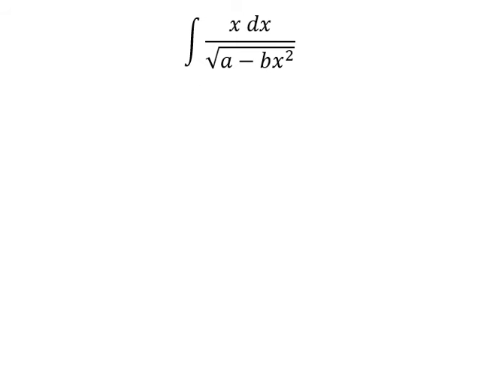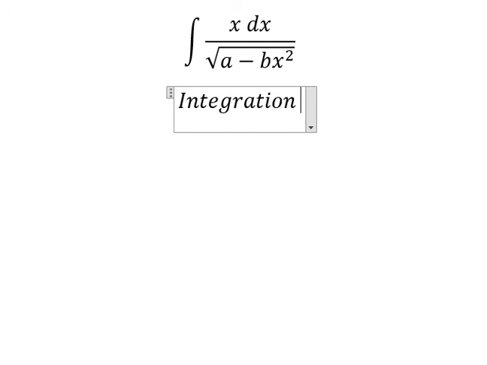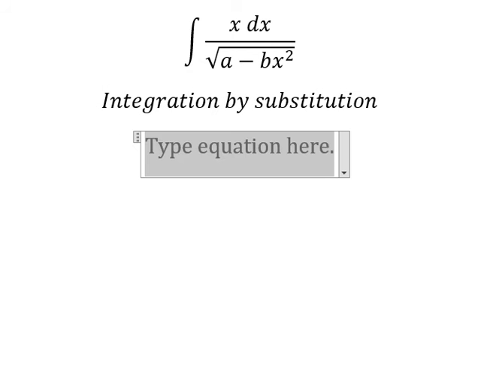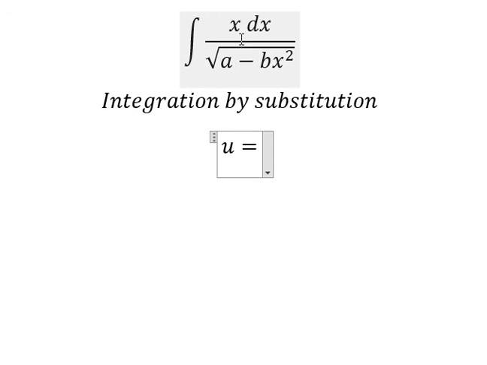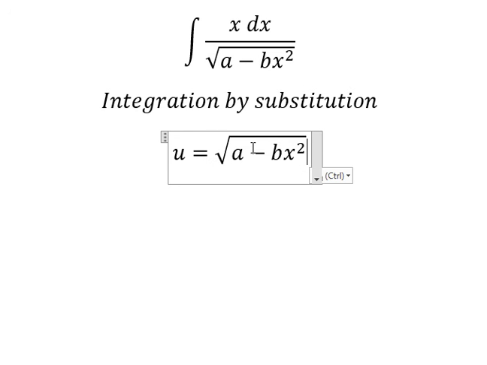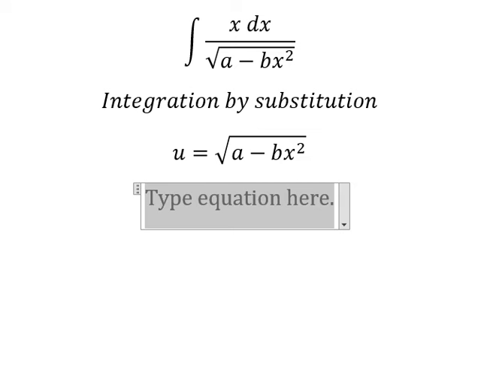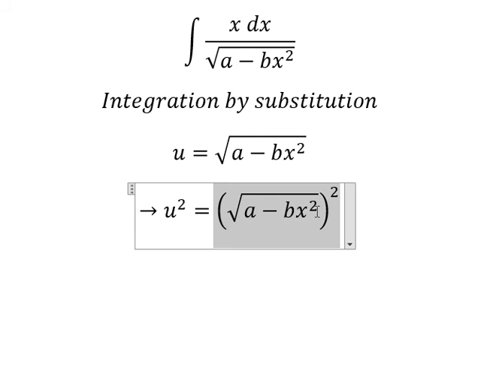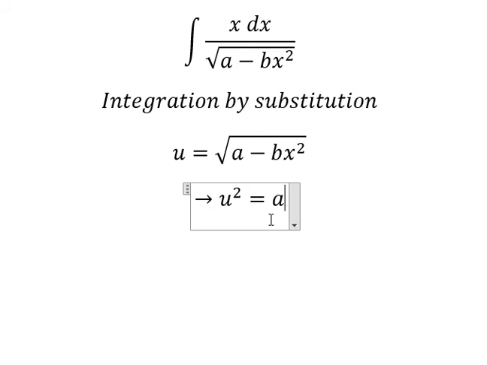We need to use integration by substitution. So I need to put u equals to this one. Later, we put the square on both sides to cancel the square root. So this one we have a minus bs square.